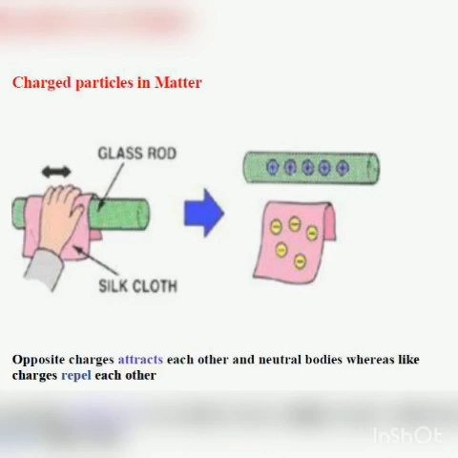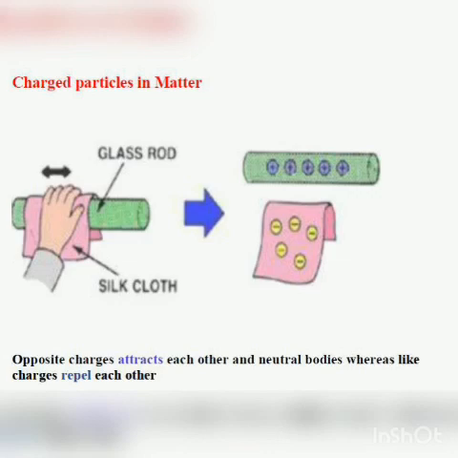Okay, glass rod becomes positively charged and silk cloth becomes negatively charged. And when this glass rod is brought near the balloon, which is neutral, the balloon gets attracted towards the glass rod because the charged body attracts the neutral body. I hope it is clear till here.